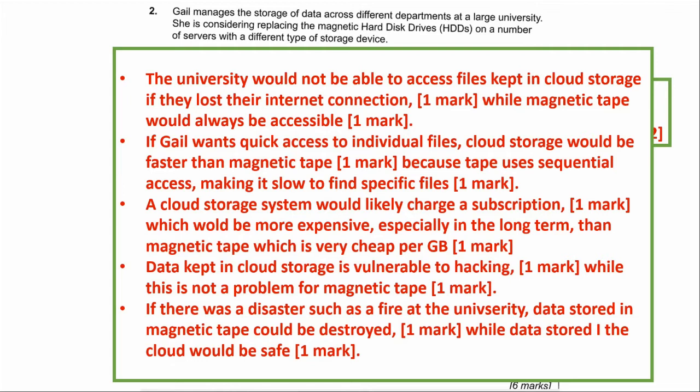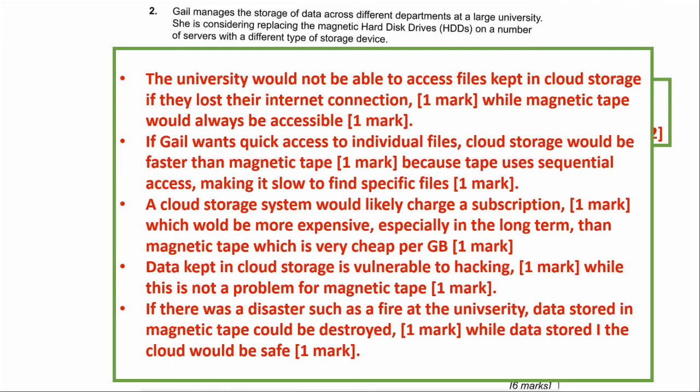A cloud storage system would likely charge a subscription, which would be more expensive, especially in the long term, than magnetic tape, which is cheaper per gigabyte. Data kept in the cloud storage is vulnerable to hacking, while this is not a problem for magnetic tape. If there was a disaster such as a fire at the university, data stored in magnetic tape could be destroyed, while data in the cloud would be safe.